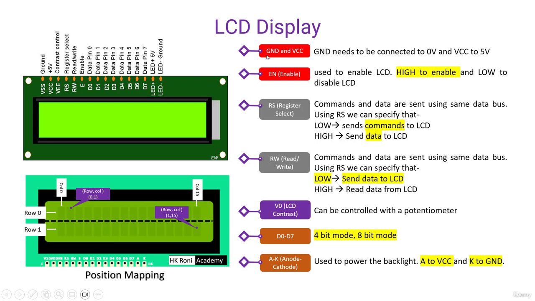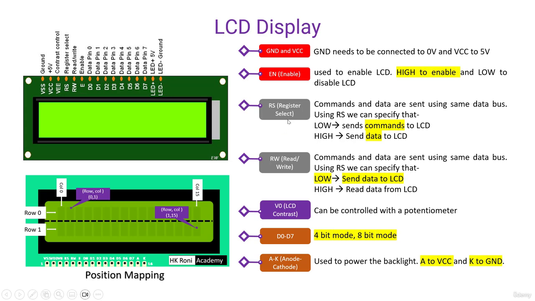First of all, the LCD has ground and VCC pins. Here you can see VSS, this is for ground, and VCC, this is for positive supply or 5-volt supply. Then we have the pin for enable, and it is used to enable the LCD. It should be kept high to enable the LCD and low to disable it. So this enable pin is this one.